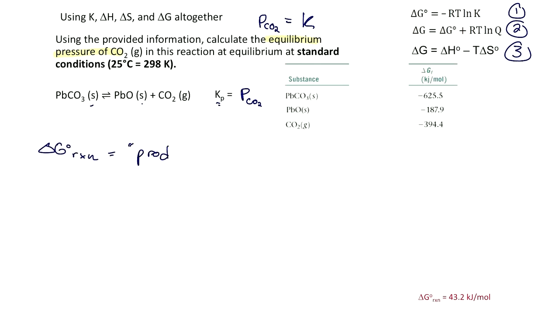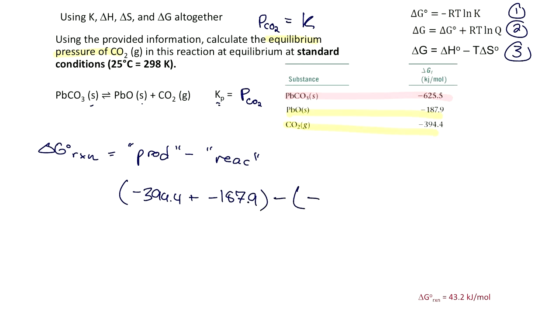Products minus reactants. We've done this a billion times. All right, so here are my reactants. There's my product, so I'm going to add up the two yellow values and subtract the pink value. So negative 394.4 plus negative 187.9. Everything's a one-to-one stoichiometry, so that's nice. Minus negative 625.5. And all of this will be in kilojoules per mole.